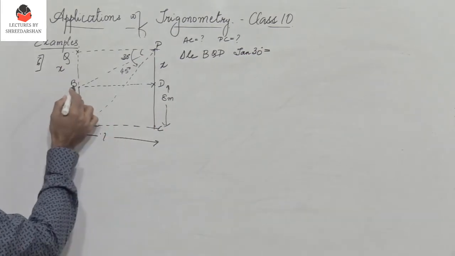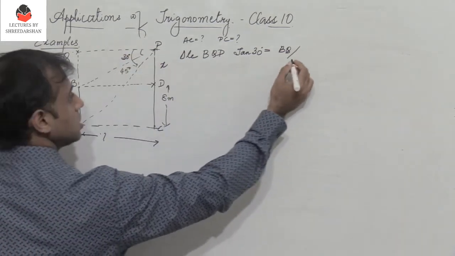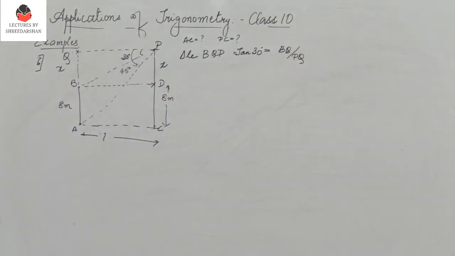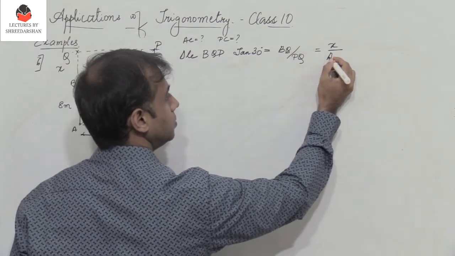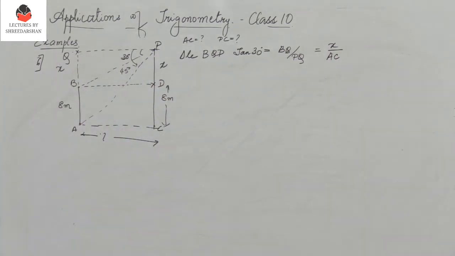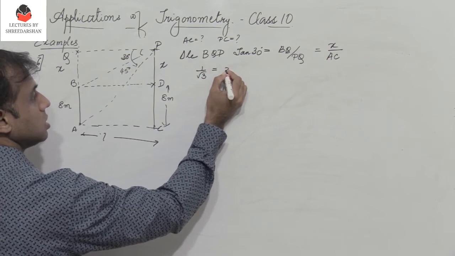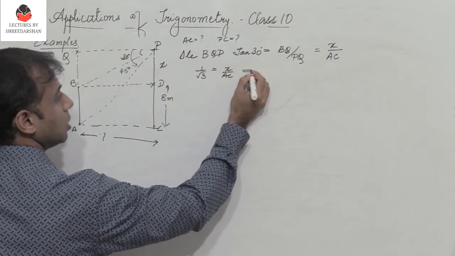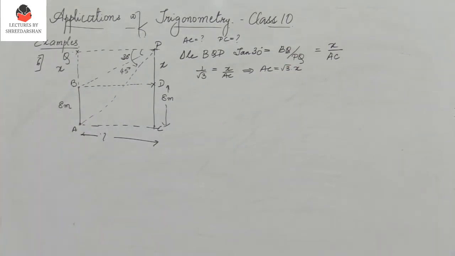What is tan 30? It is nothing but the opposite side, which is BQ, divided by the adjacent side, which is PQ. Remember, PQ happens to be the distance between the two buildings. Now BQ is x. Instead of PQ, I'll write AC. And what is tan 30? Tan 30 is 1 by root 3. So I have 1 by root 3 equals x by AC, which implies AC is root 3 into x. So this is the distance between the two buildings.